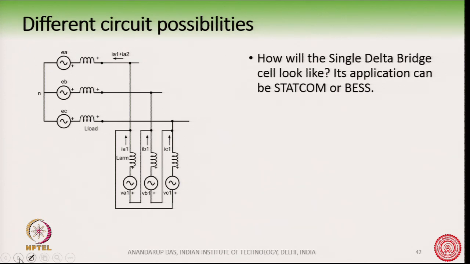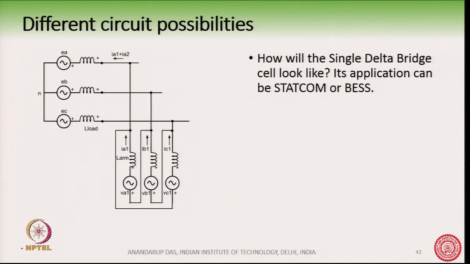So far we were talking about only star connected cells. How will it look with a delta connected cell? So, this is what it looks like in a delta connected cell. Okay, delta connected. So, where do we use the delta connected configuration? Sometimes we use it in STATCOM or battery energy systems. So, this is how you can also connect the MMC arms in a delta connected system.